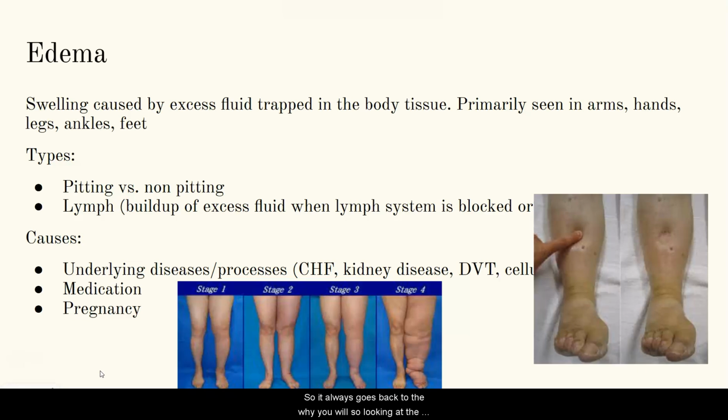So looking at the assessment of edema, you will practice with the volumeter today, but there are some other methods outside of using the volumeter for looking and documenting edema. So edema, swelling caused by excess fluid trapped in the body tissue, primarily seen in arms, hands, legs, ankles, and feet. There are 2 types of edema. There is pitting and there is non-pitting edema.